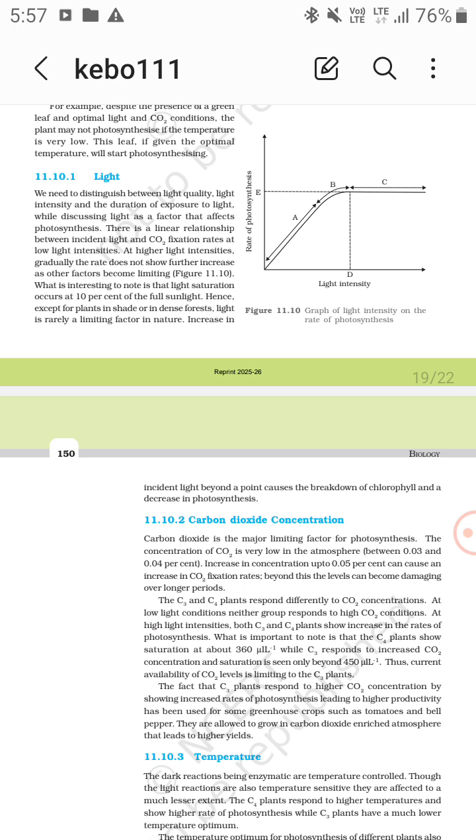Now if you fall the maximum amount of light on chlorophyll, of course the chlorophyll is going to break down, and once the chlorophyll is broken down, the photosynthesis rate will decrease, so it will not even increase as it was actually increasing at least.